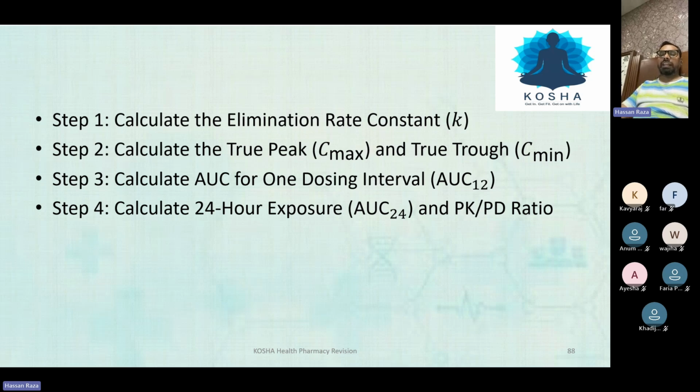The site is called Clinical Calc, and you just need to enter the weight of the patient, the age of the patient, and the concentrations you have got. It will do all the calculation for us. But yes, we do need to know the steps. The first step is to calculate the elimination rate constant. Then you calculate the maximum and minimum concentration. Then we calculate the area under the curve for 12 hours, because we are administering the dose with a 12-hour interval, and then we calculate AUC 24.